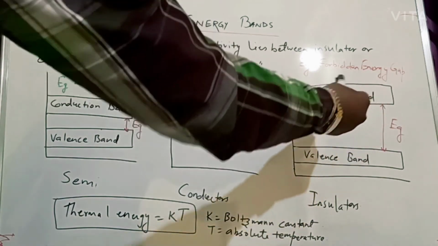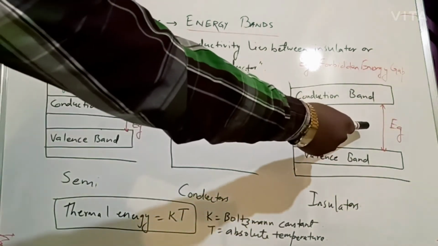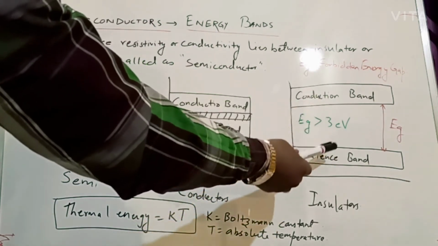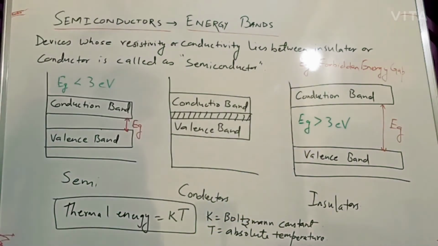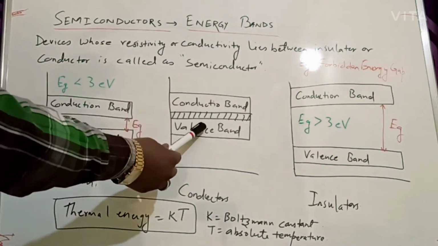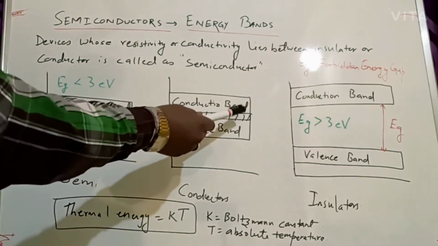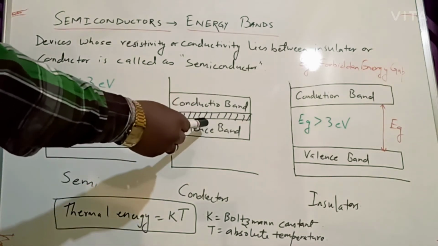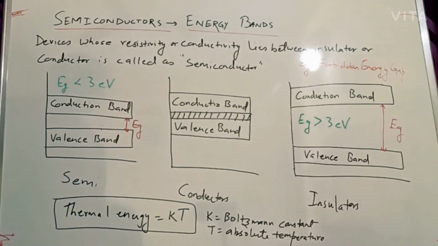In the case of an insulator, this gap is very high. The energy requirement to jump the electron from the valence band to the conduction band is very high, greater than 3 electron volt. So this is not possible, and that's why the insulator doesn't conduct electricity. Now come to the conductor. In a conductor, the conduction band and valence band are overlapping. This lined portion is the overlapping region. It means the electrons in the valence band are also in the conduction band. That's why conductors easily conduct electricity.